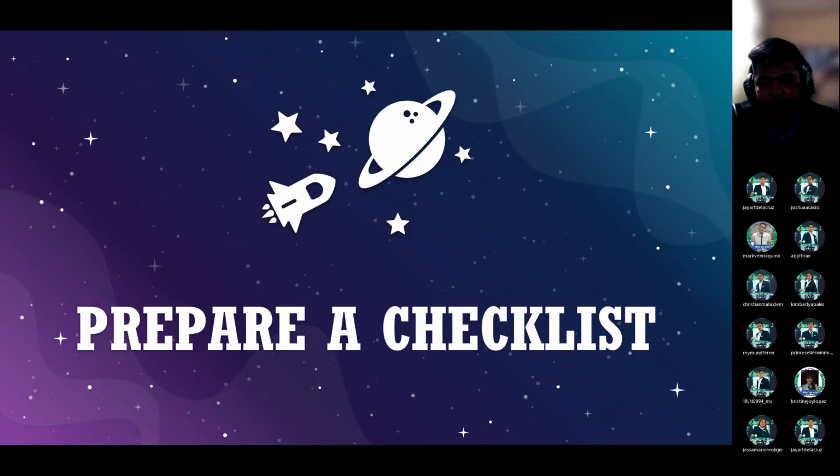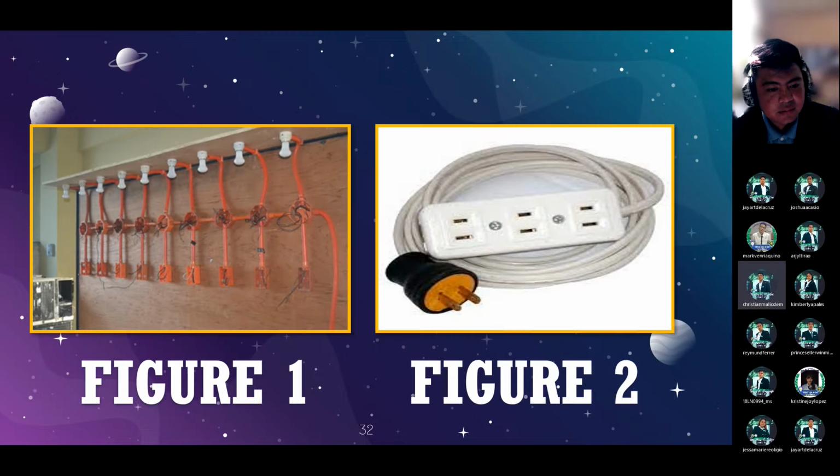So let's have an activity. It is entitled Prepare a Checklist. Here is the instruction: you will make or prepare a checklist of materials and supplies that will be needed based on the pictures that I will flash on the screen. Do you understand, class? Yes, sir. Okay, let's start. I will give you 2 minutes to prepare your checklist. So that's figure 1 and figure 2. The timer starts now.